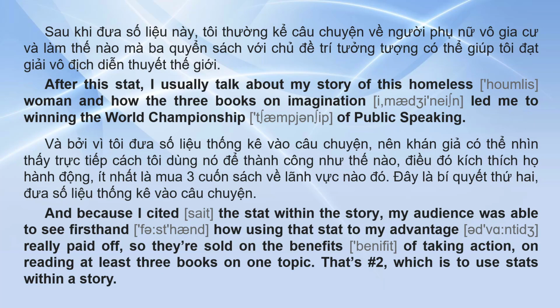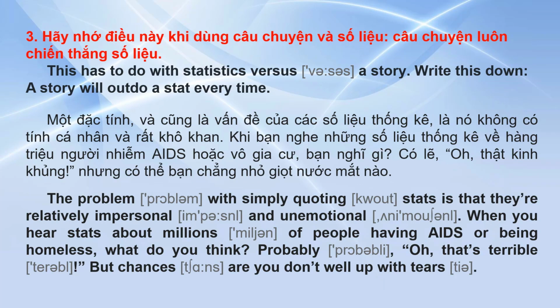And so they're sold on the benefits of taking action on reading at least 3 books on one topic. So that's number 2, which is to use stats within a story. Number 3 has to do with statistics versus a story. Write this down. A story will outdo a stat every time.